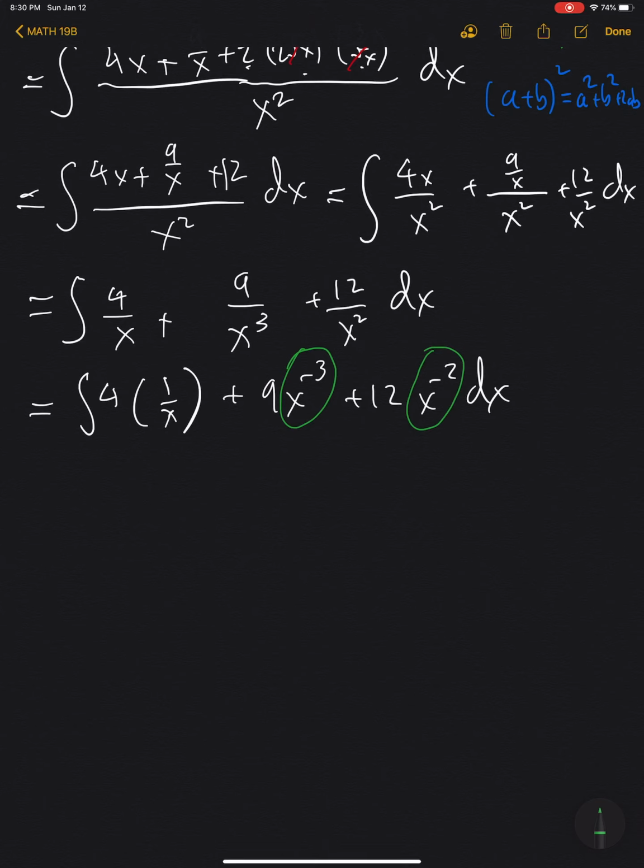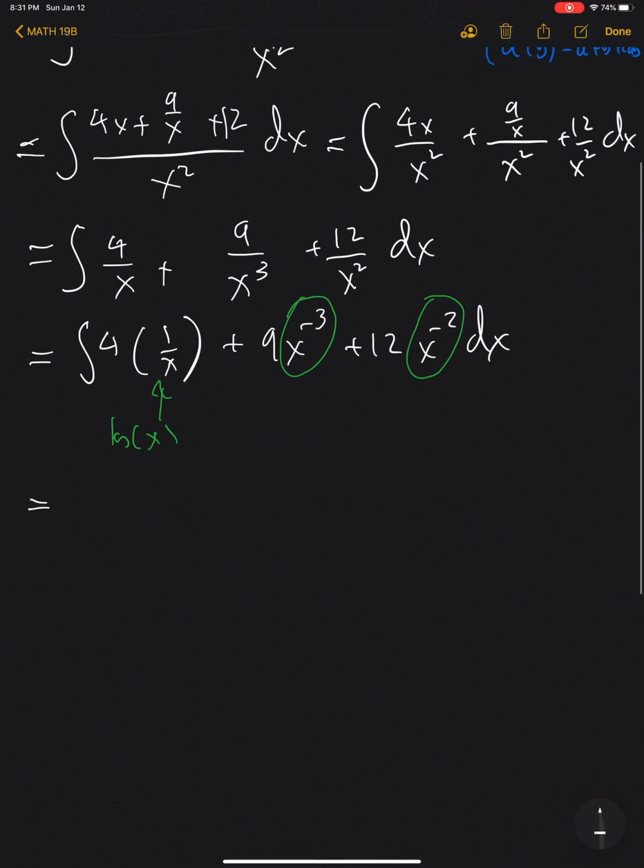But notice that I did something different for 1 over x, basically because I can recognize 1 over x as the derivative of the natural log. So this is a very special case. All the other powers are pretty straightforward, but we have to be careful that 1 over x is actually the derivative of natural log. So that's a little bit different. Okay.